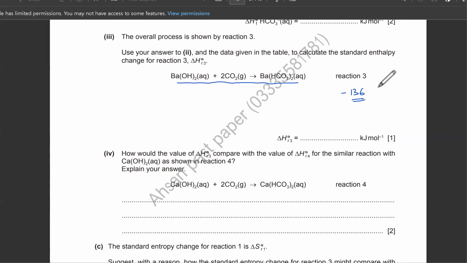Kilojoules per mole. Now he's asking in part 4, what will be the enthalpy change for this reaction? How would the value of delta H R3, which is this one, reaction 3, compare with the value of delta H R4, which is the enthalpy of the reaction number 4? So what would be the difference between these two values? If that's minus 136, what is this then?